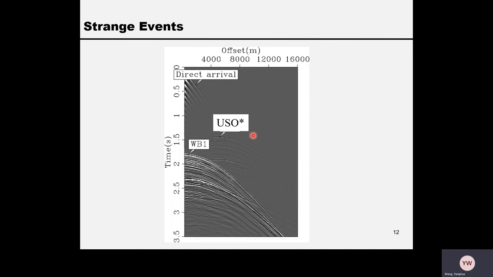So USO stands for unidentified seismic object.